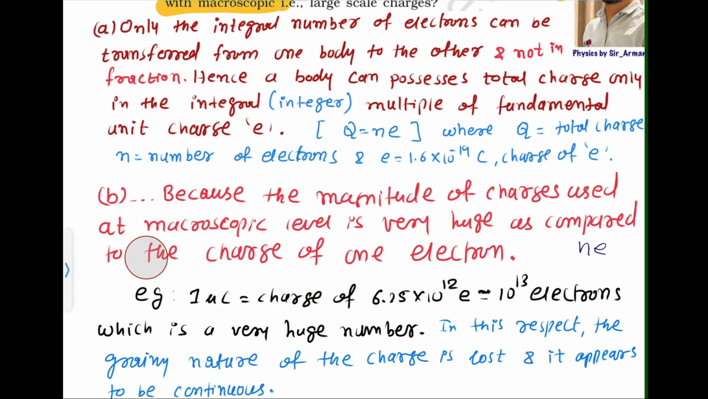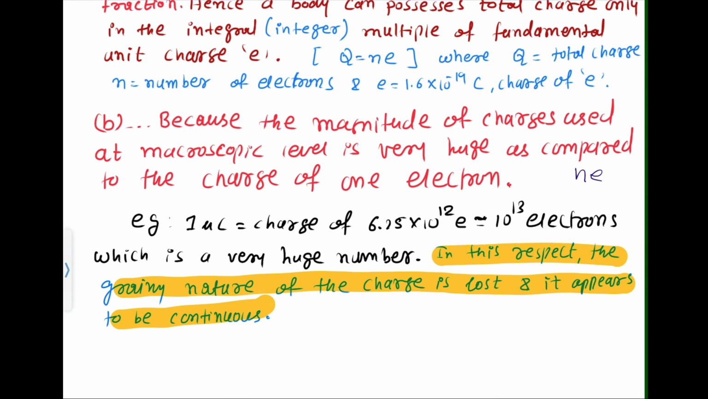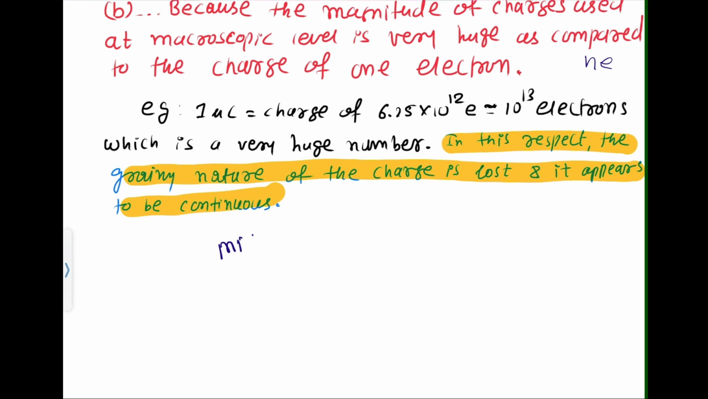Now one more thing we can add into this, that is, here you can see that I have added one point from the NCERT: in this respect, the grainy nature of the charges is lost and it appears to be continuous. That is, when we say the charge on a body increases or decreases, it increases or decreases in steps. If we talk at the micro level, not macro level, very small, let's say the nano level, which is smaller than the micro level, then the charge on a body increases like this. That is, it is either E or 2E, 3E, 4E. But if we talk at a very large level, then this appears continuous.